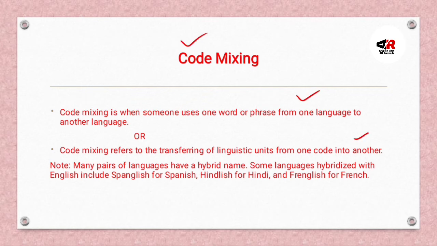Code, remember, means language in sociolinguistics. Linguistic code means language. Many pairs of languages have a hybrid name. Some languages hybridized with English include Spanglish for Spanish, Hindlish for Hindi, and Franglish for French. So whenever we use one word of another language in our conversation, that becomes what? That becomes like Spanglish. It means I am using a word of Spanish in my conversation, so that conversation becomes Spanglish. Hindlish for Hindi and Franglish for French.